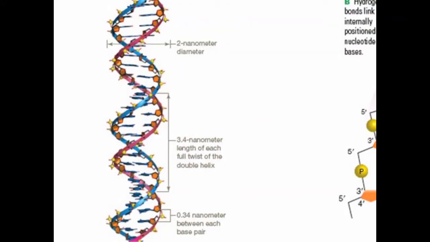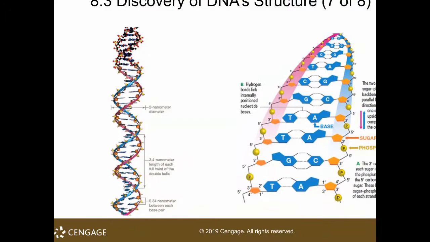And we have 3 to 4 nanometer length for each full twist of the double helix. And between each base pair, that means between each nucleotide on the nucleic acid chain, we have 0.34 nanometer of distance. So that's the general shape and length, or rather a description of the model.